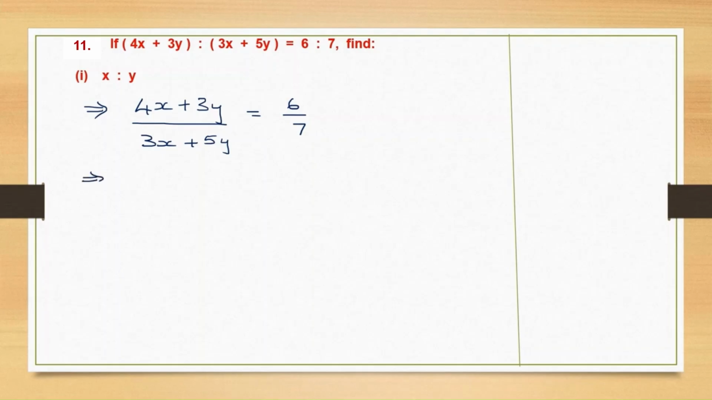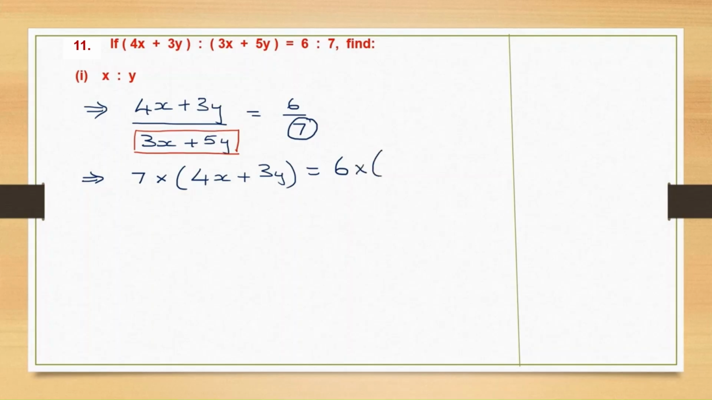The first thing we're going to do is transpose 7 from the right hand side to the left. Here it is division. When it comes to the left side, it becomes multiplication. So 7 into, and we will write the first fraction as it is, 4x plus 3y. And on the right hand side, we have 6 as it is. I'm going to transpose this set of terms to the right hand side. Here it is division. When it goes to the right, it becomes multiplication. So that is into 3x plus 5y.